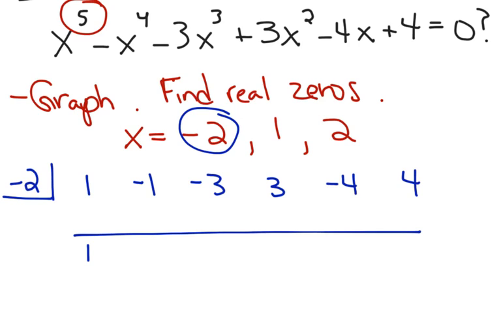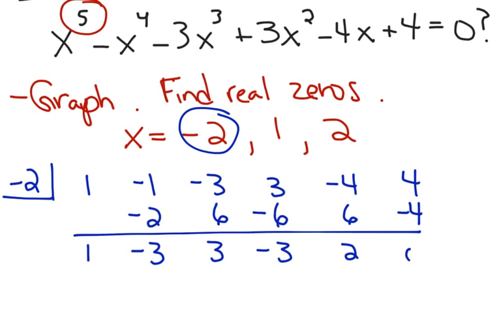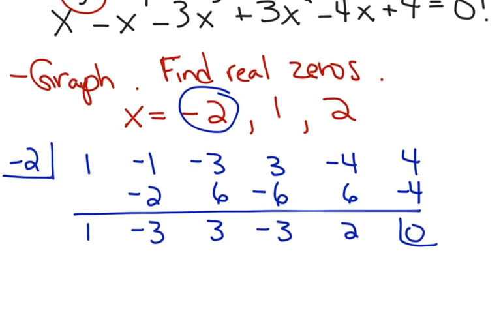So I get 1, negative 2, add going down, multiply. Add going down, multiply. Add going down, multiply. Add going down, multiply. Add going down. The last number should always be 0, because we found out that when the graph hits the x-axis, that factor will always give you 0 as a remainder when you divide it out.